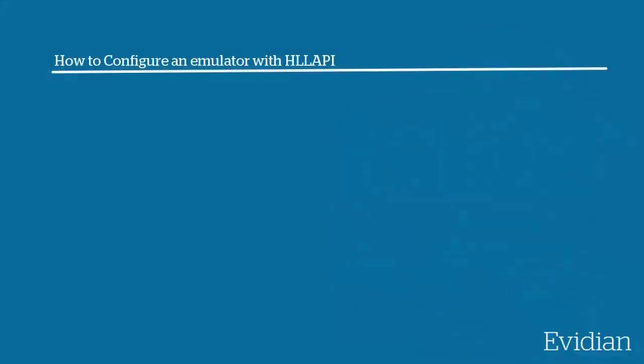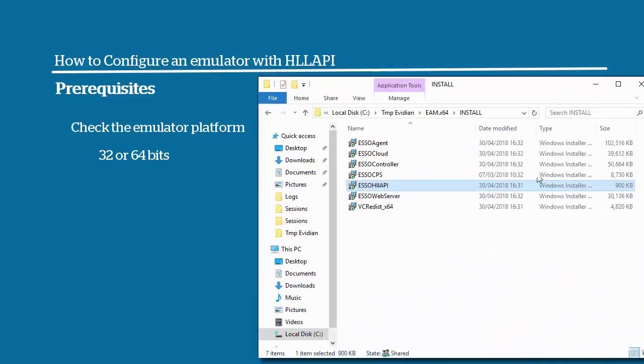However, before onboarding an emulator with HLLAPI enabled, you have to check the emulator platform regarding the operating system platform, either 32 or 64 bits. If you are running a 32 bits emulator on a 64 bits operating system, then HLLAPI with EAM solution will require a wrapper to be installed on the targeted computer. The HLLAPI wrapper package is available from EAM source file. Here is the path to install the ESSO HLLAPI wrapper.